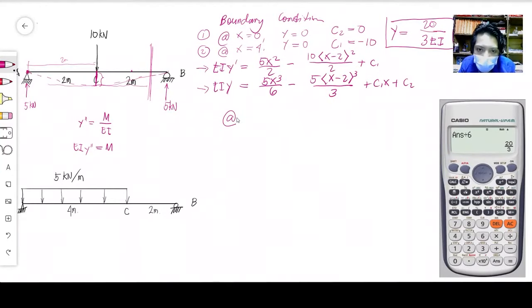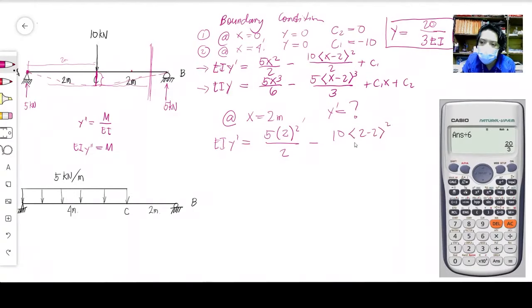What's the value of x at point C? x is 2 meters. Then what we are solving for is y prime. So we use the first equation, this one right here. EI y prime is equal to 5 times 2 squared over 2, wait, x is 2: x squared over 2, minus 10 times (2 minus 2). This is 0, since 2 minus 2 is 0. Plus C1, which is negative 10. So minus 10.